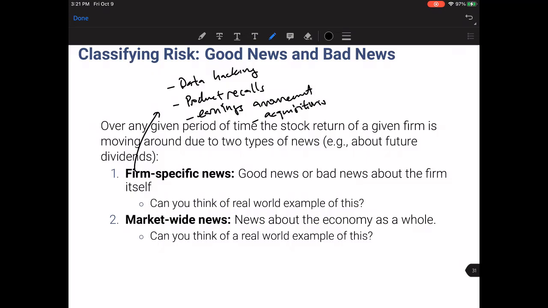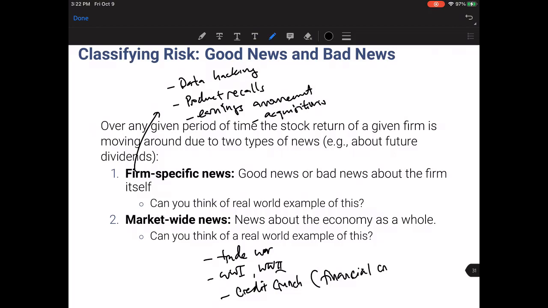So things like a trade war or actual war, like World War I, World War II, or a credit crunch. Credit crunch refers to the collapse of the financial markets, a financial crisis, right? These are events that will impact all firms, so this is inescapable. No matter what kind of firm you decide to add in, that firm will be exposed to that risk, and therefore that risk cannot be diversified away.